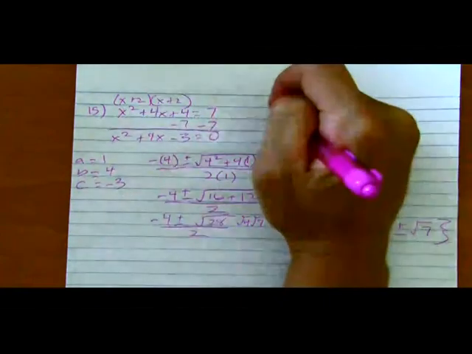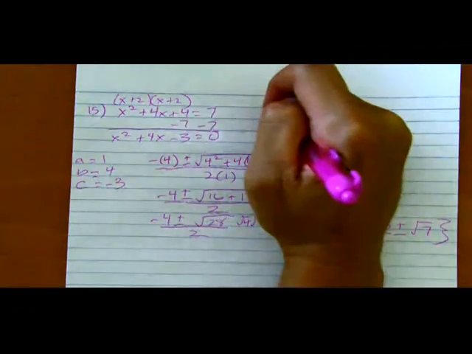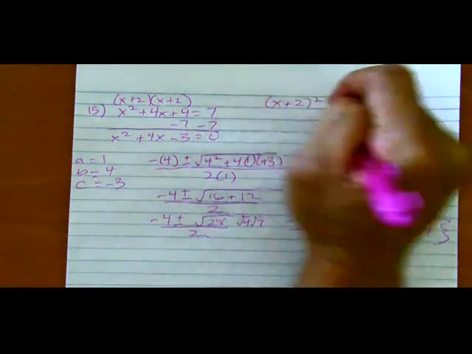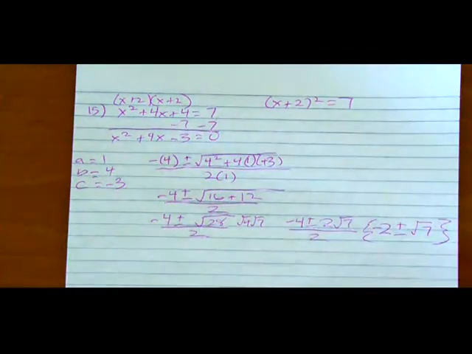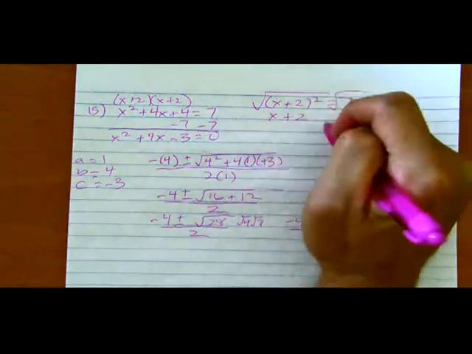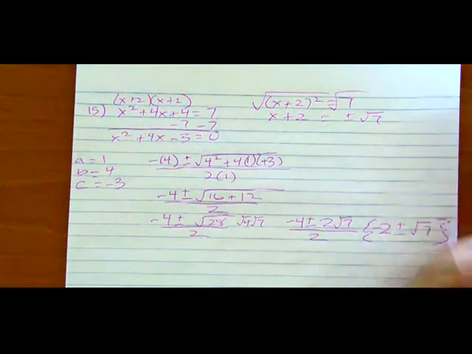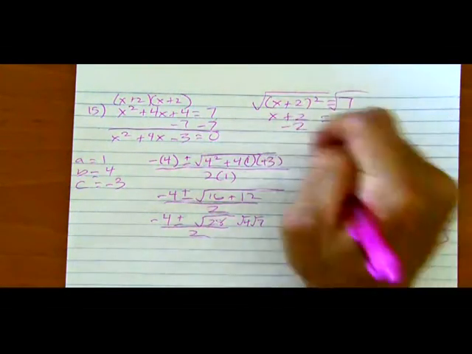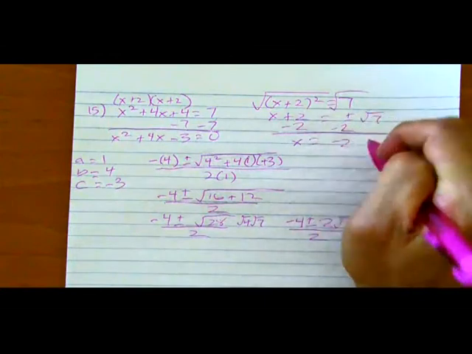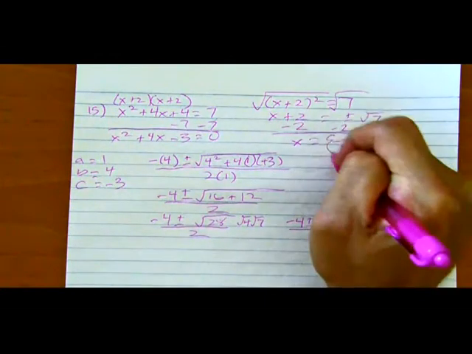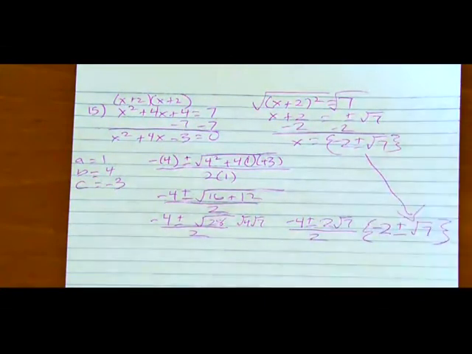So instead of the factoring method, we could use the square root method. X plus 2 squared equals 7. If we square root both sides, we have x plus 2 equals positive negative radical 7. Now we just get rid of the 2. X equals negative 2 plus or minus radical 7, which is what we had there.